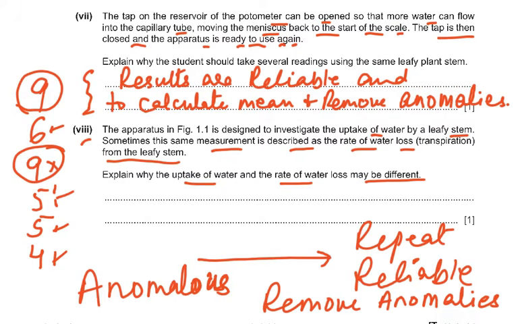Similarly, the water is used by the plant for photosynthesis. It is used by the plant for turgor pressure. The water can be stored in the leaf. The water is used for hydrolysis reactions.